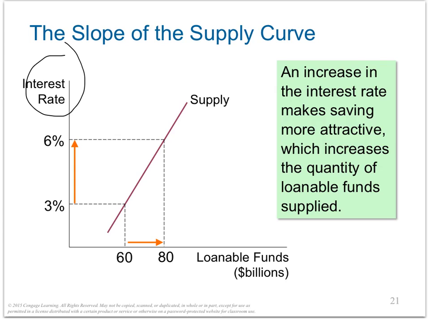So as you see, the supply curve, like supply in the goods market, is a positively sloped line. The quantity of loanable funds supplied increases with the increasing interest rate.